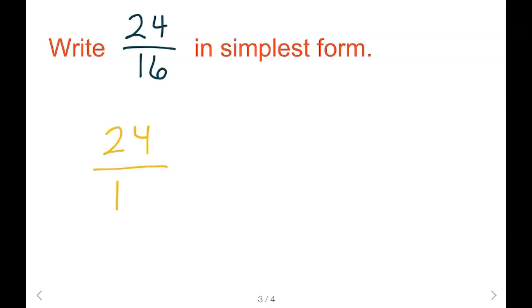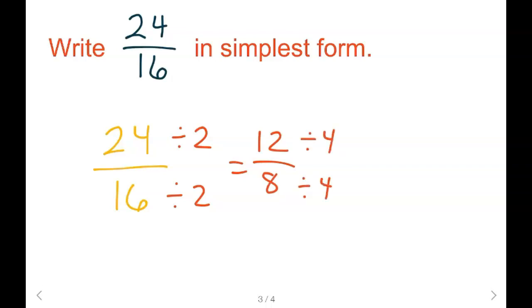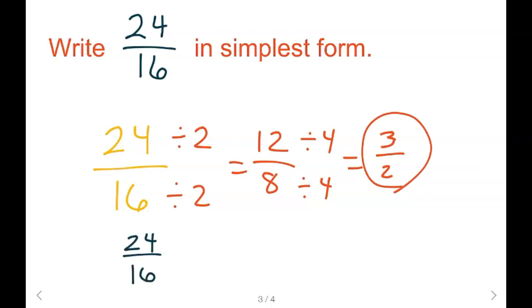24 and 16. Now you might just notice, oh, they're even numbers, so we can divide by 2. And so if we do that, now you're at 12 over 8. Maybe this time you notice that they divide by 4, and so you get 3 over 2. Now if you had thought of the greatest common factor, you would divide by 8 at the beginning. And so you get 3 over 2.